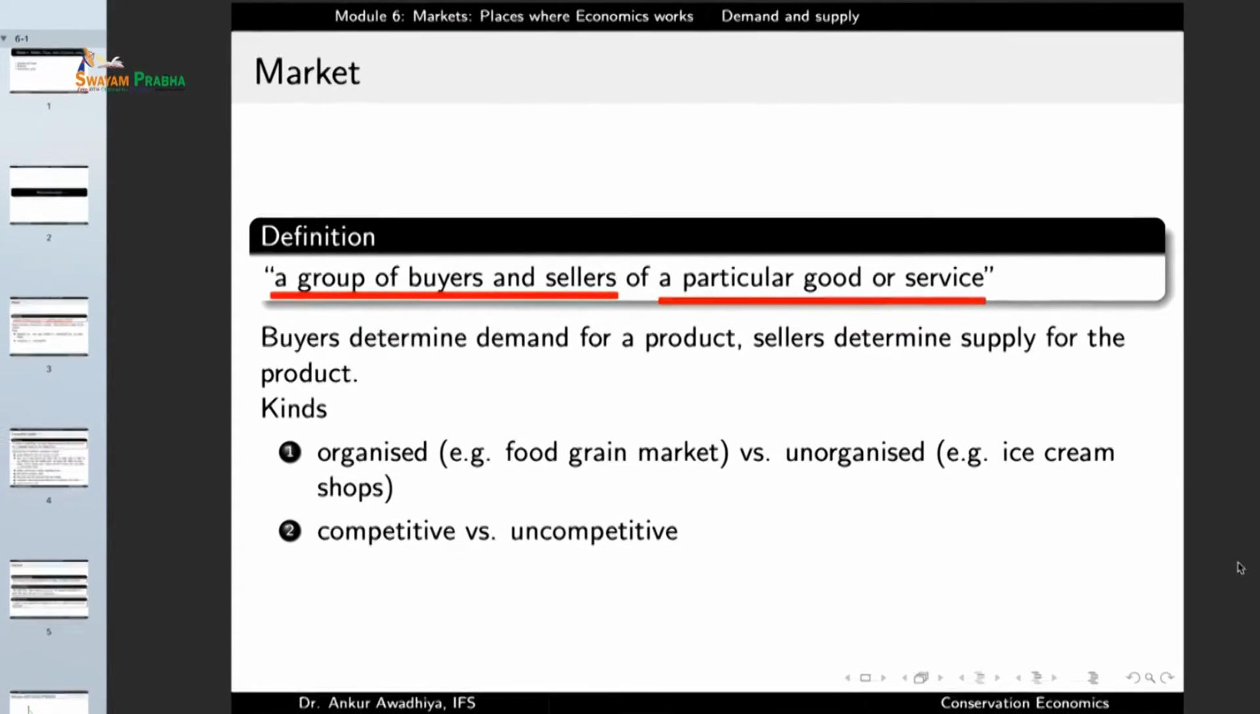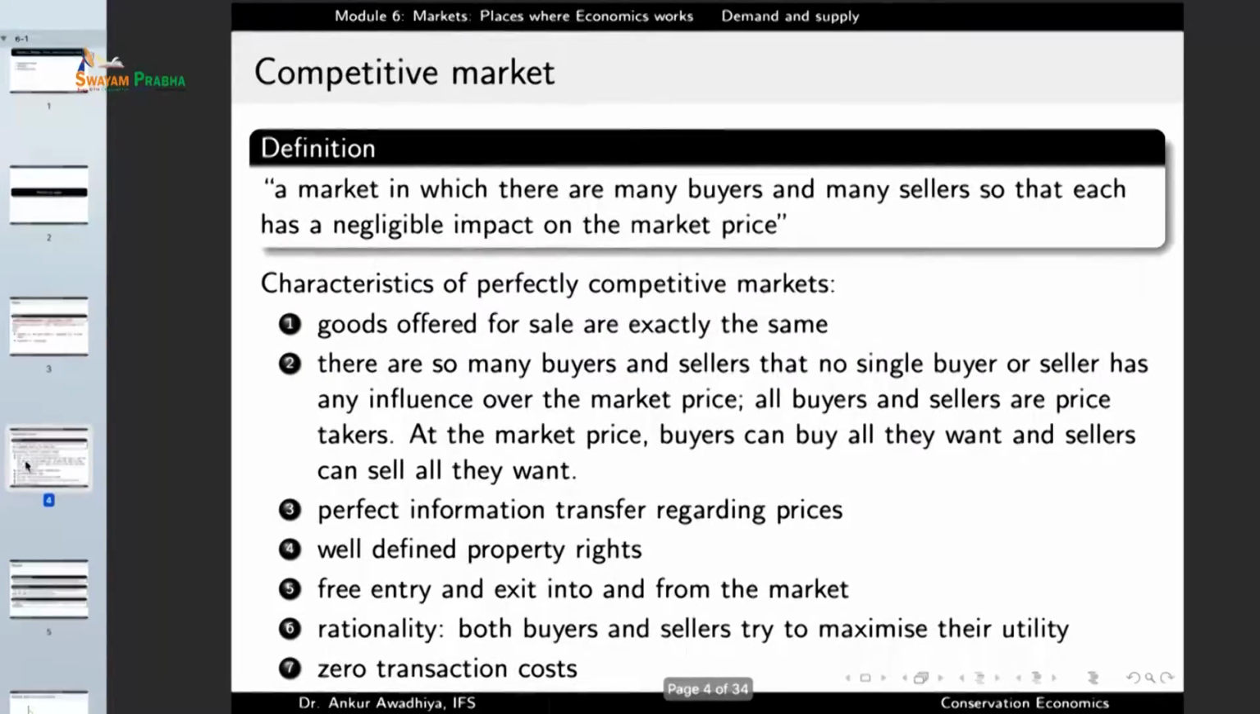Similarly, the market may be competitive or it may be uncompetitive. A competitive market is defined as a market in which there are many buyers and many sellers, so that each has a negligible impact on the market price. So, what we are referring to here is that in a competitive market, because there are several buyers, the buyer is unable to determine the market price.